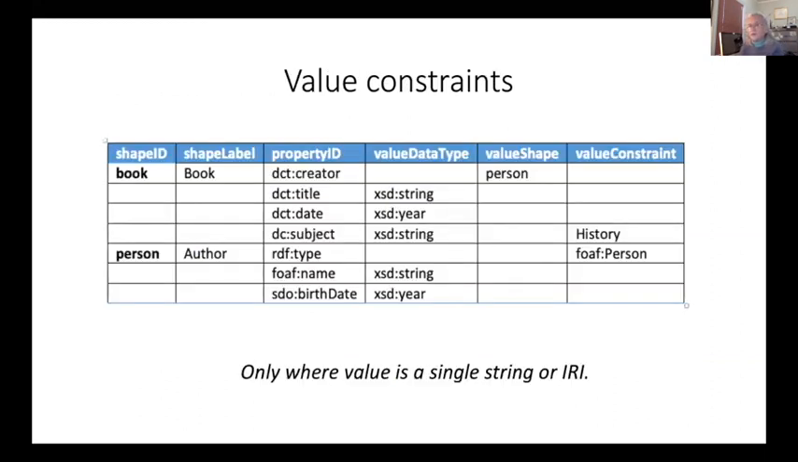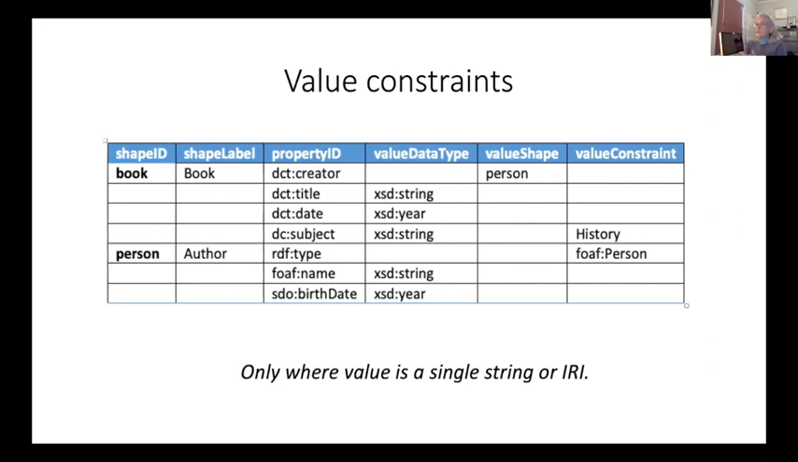Then we come to value constraints, which are both necessary and an area where we haven't yet concluded how we're going to handle this. So a value constraint: you may want to say that your subject is a string, but you may want to say more than just that it's a string. You may have more constraints than that. And what we have created so far is a value constraint column.